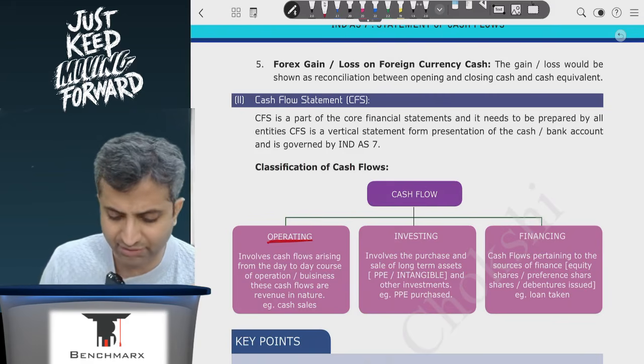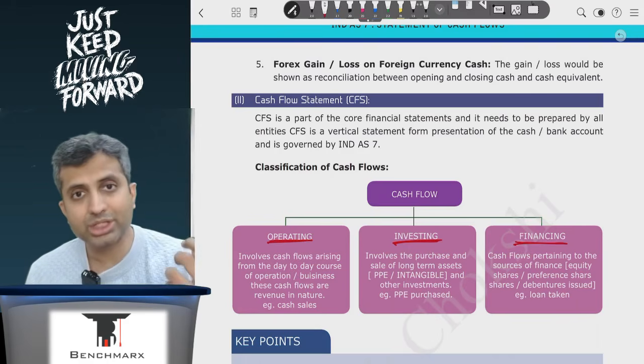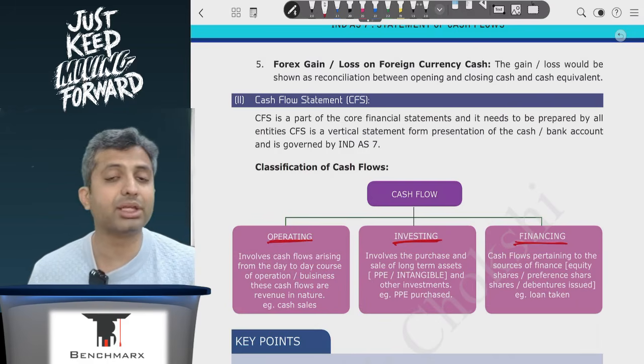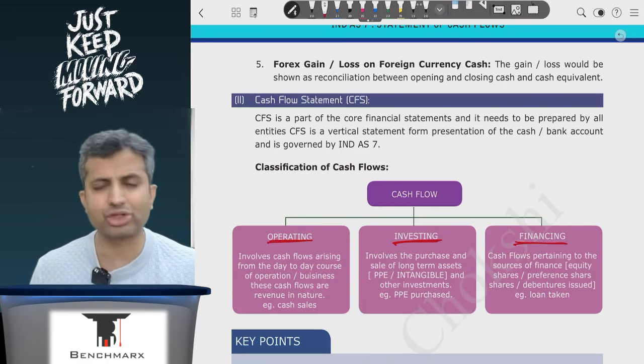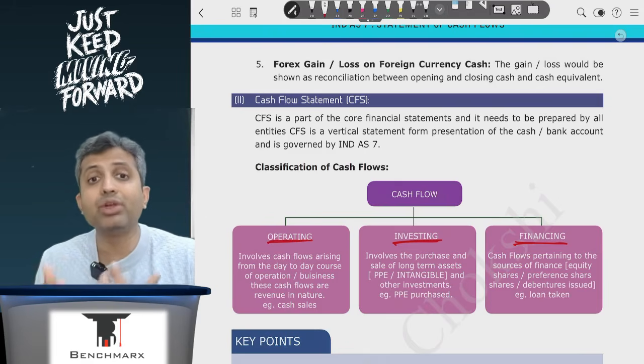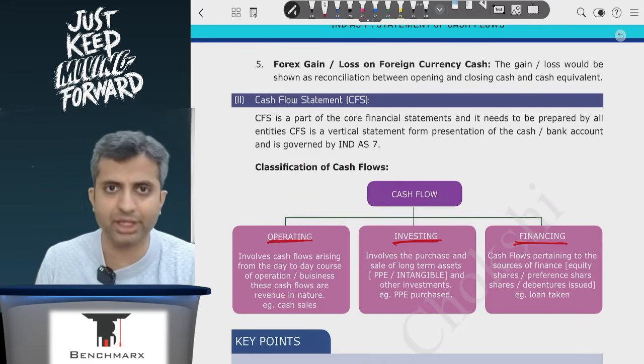So that is regarding investing activities. And lastly is financing activities. Like investing looks at deployment of funds, financing looks at sources of funds. For example, if you have raised money using equity shares, preference shares, debentures, bonds, loans, all of this money will be raised from the providers of capital, which will go in cash inflows from financing.